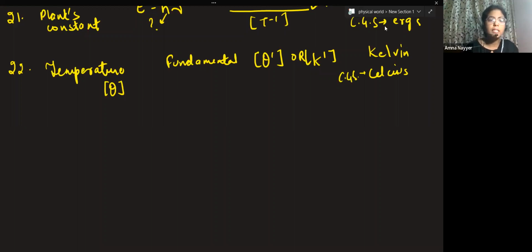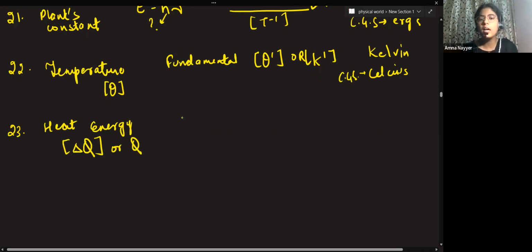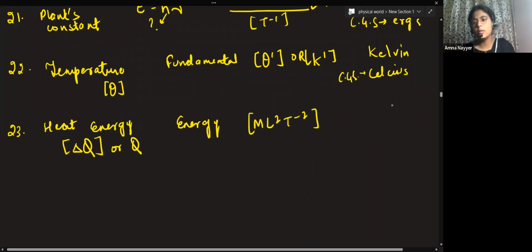The other quantity that I was telling you is heat energy. Heat energy is represented by the symbol delta Q, or capital Q also. Only Q is also enough. Now the formula of it is energy. Whatever you have studied for energy remains the same for heat energy. So it will be m L to the power 2, t to the power minus 2. The SI unit is joules, and the CGS unit is calorie for heat.